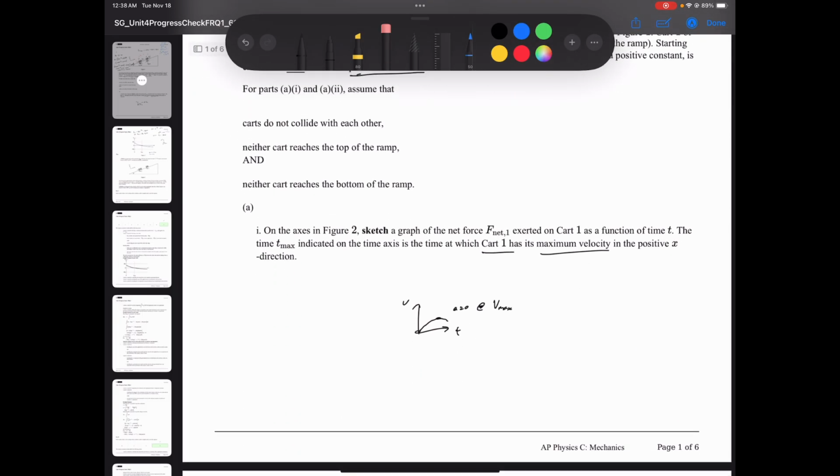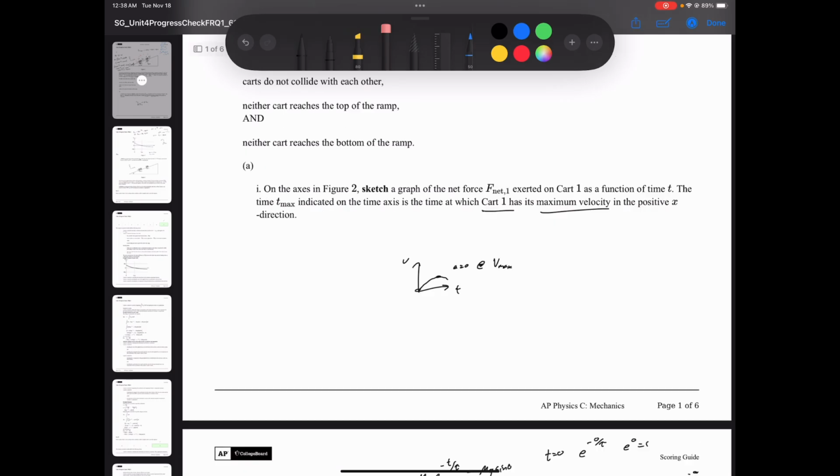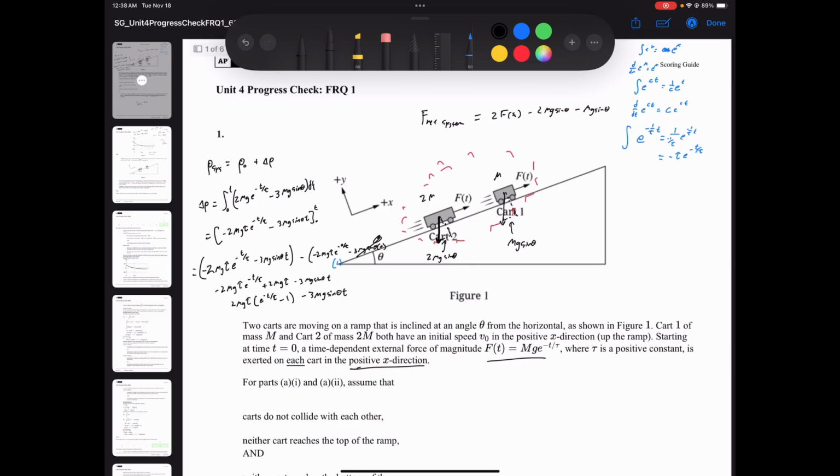So basically, we have to sketch a graph of the net force acting on cart 1 as a function of time, and the time t max indicated on the time axis, where cart 1 has a maximum velocity in the positive x direction. Okay, so here I labeled some critical values that the function has to have, and I'm going to explain why those values are what they are. I can draw it out again. So we're just working on cart 1.